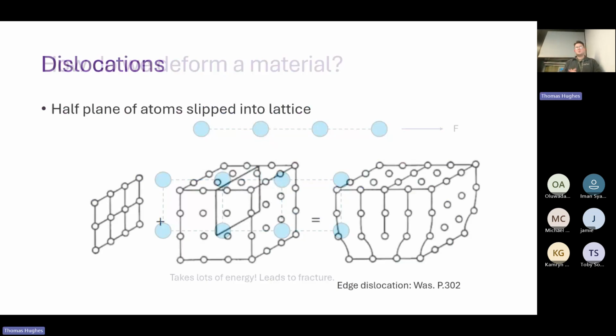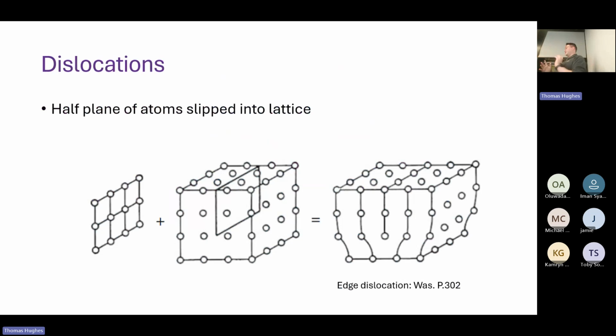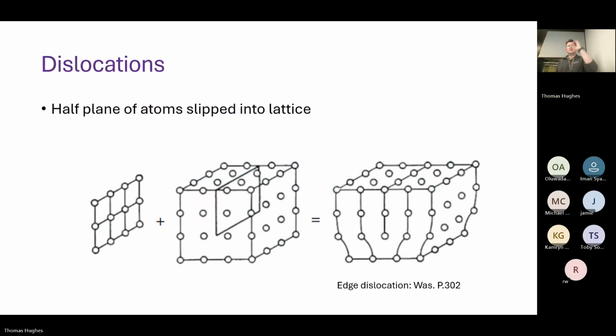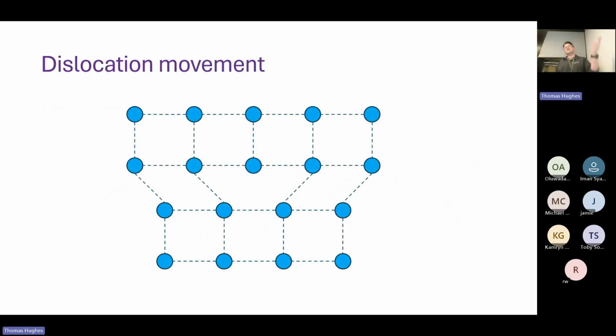So what if our atoms aren't perfectly arranged? Dislocations are essentially a half plane of extra atoms that are shoved into your lattice. These are important because these are how material can deform without fracture. So if we look at our diagram again, this is what a dislocation might look like. You've got an extra half plane of atoms down the middle. They're out of line. They're not really organized the way they want to be.